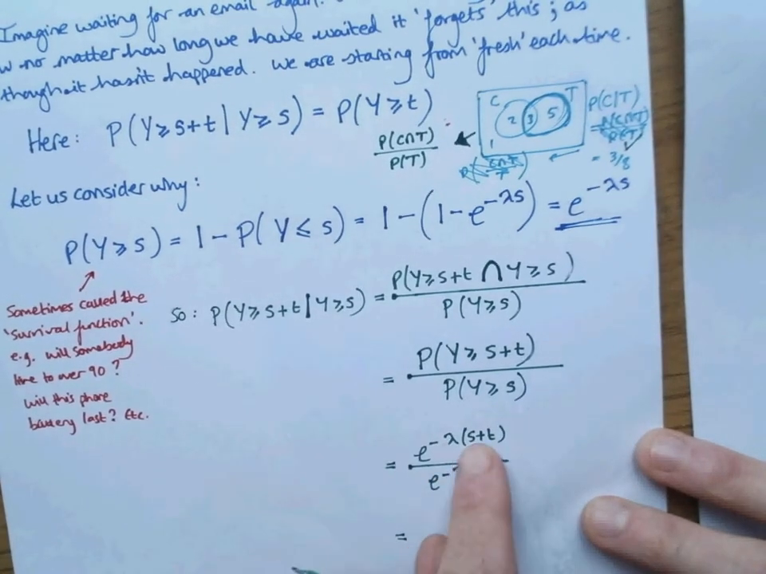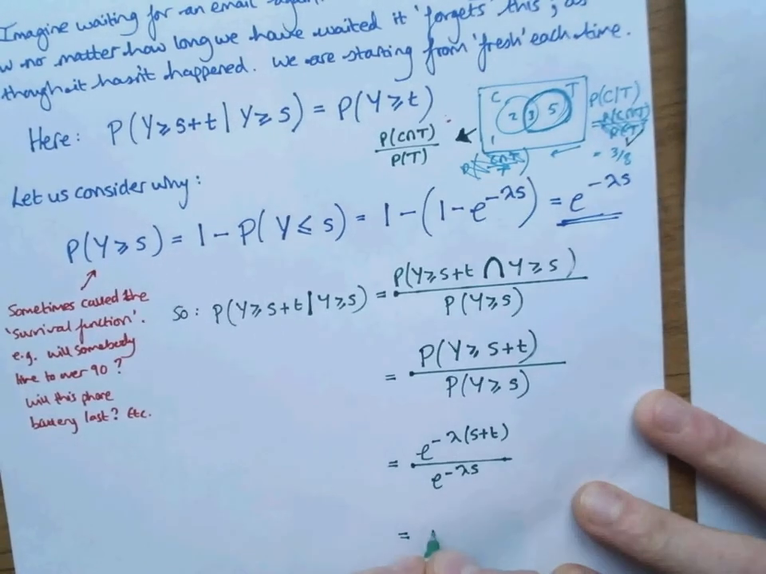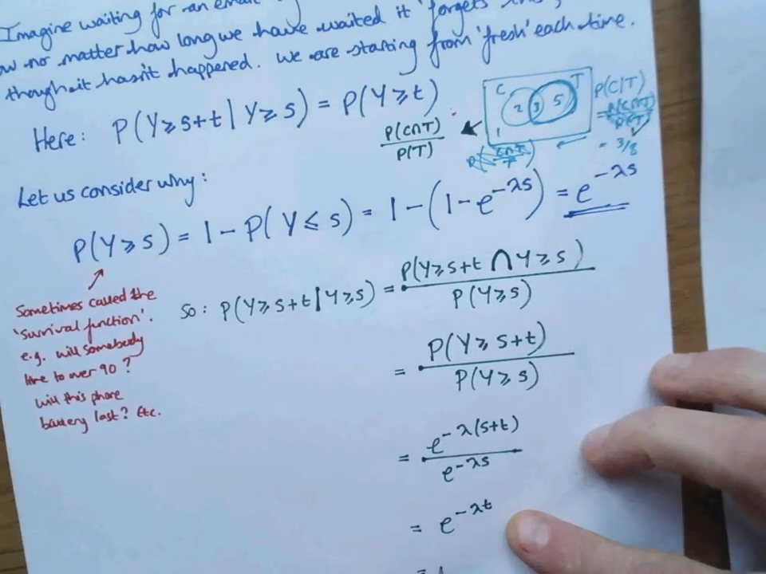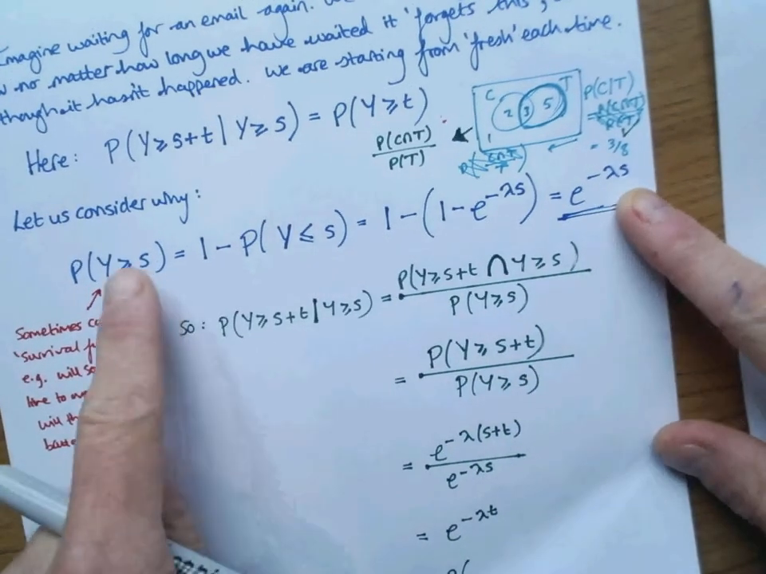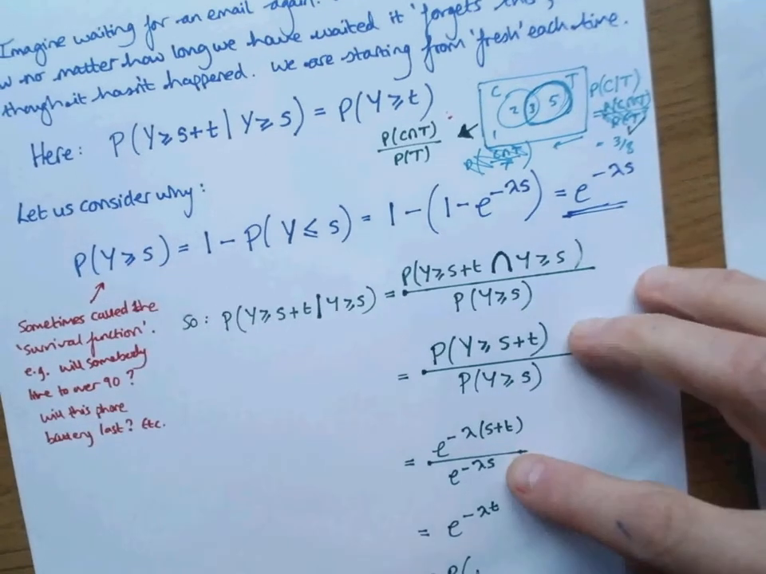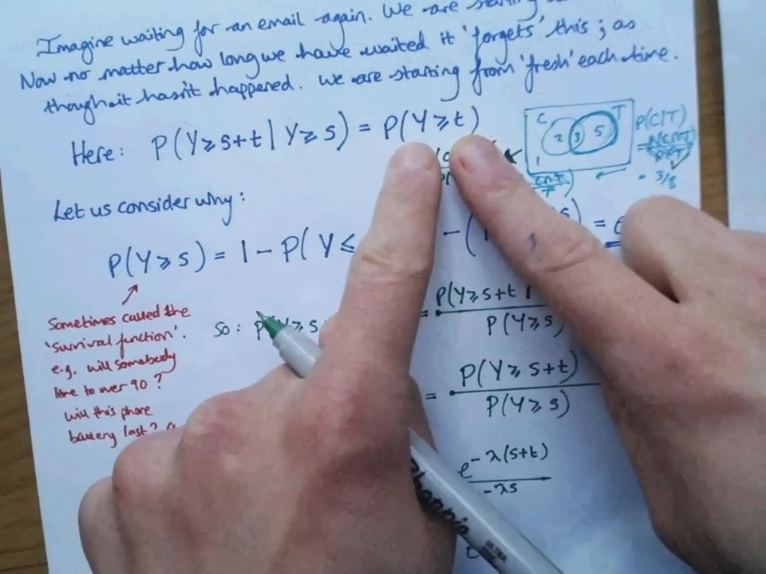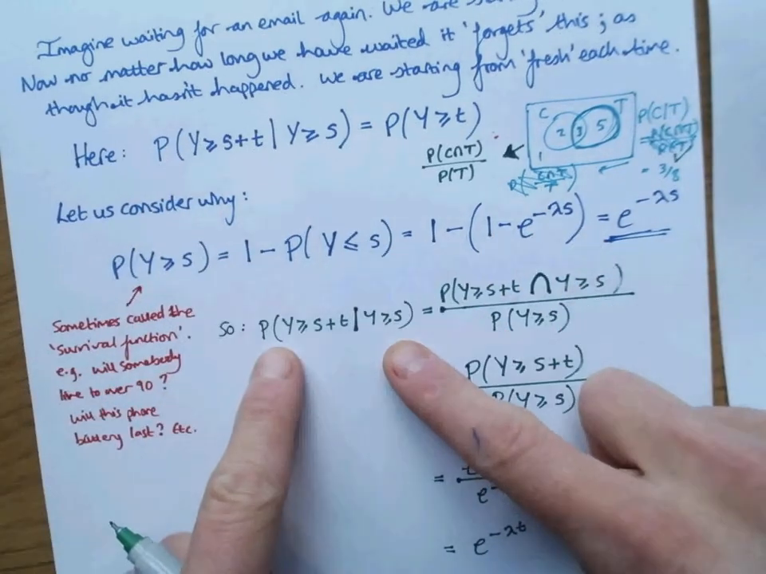Right. So using your laws of indices and expanding the brackets out and so on, you should realise that the e to the negative lambda s's will cancel, and you'll be left with e to the negative lambda t, which itself is the survival function, just with s replaced with t, and so it is this probability of Y being greater than or equal to t, which is exactly what we said it would be, or at least what we were trying to show.